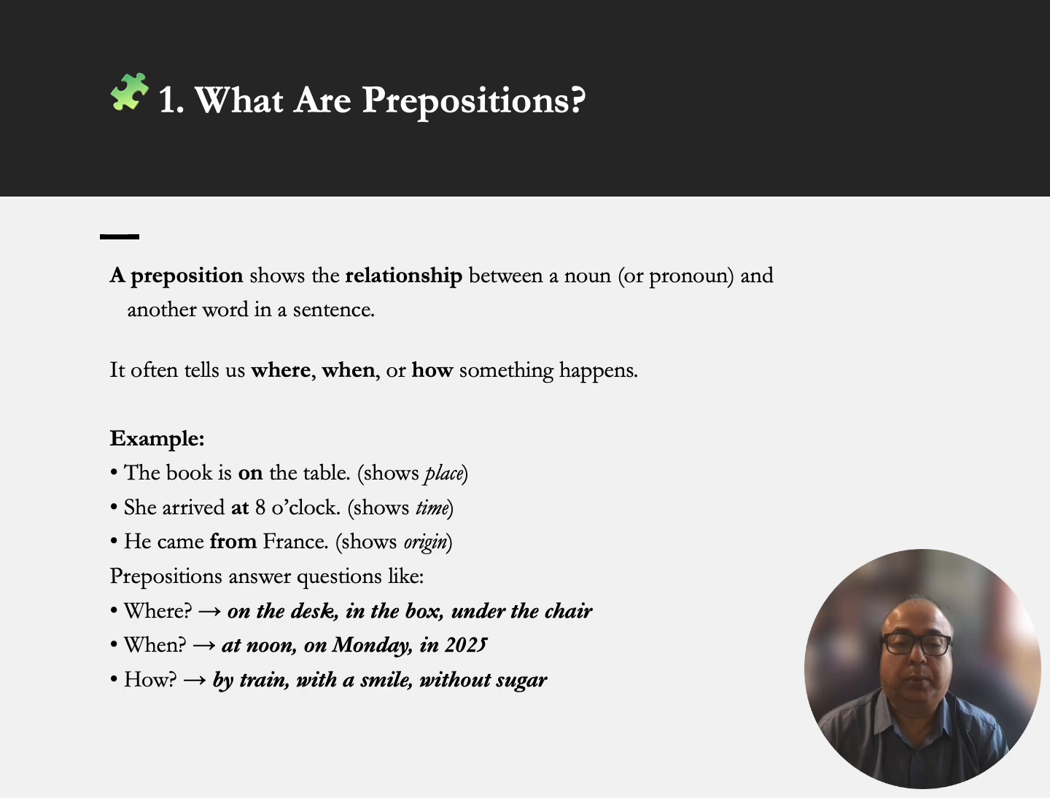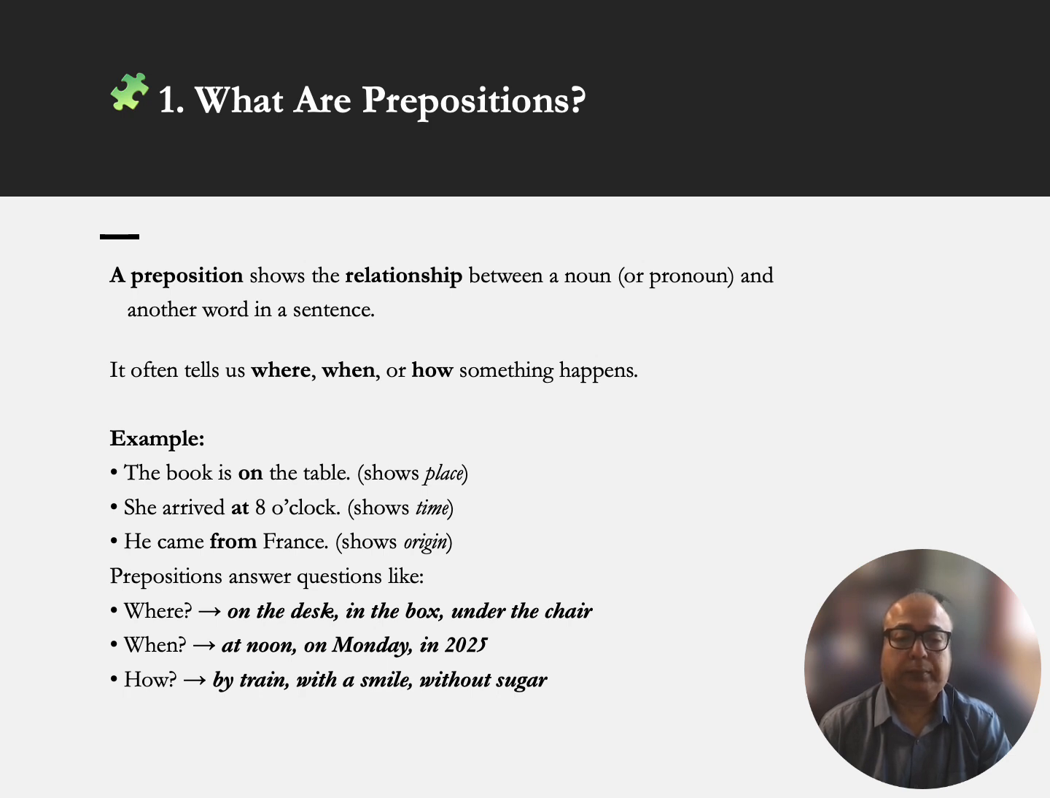Okay? The book is on the table. So that's a place. She arrived at 8 o'clock. When did she arrive? She arrived at 8 o'clock. From expresses an origin, shows origin. He came from France, right? So where, when, and how.